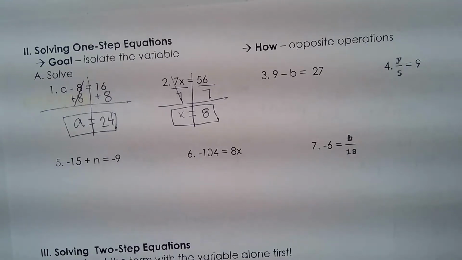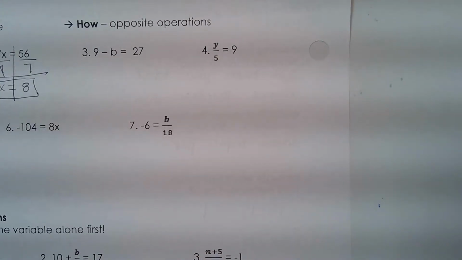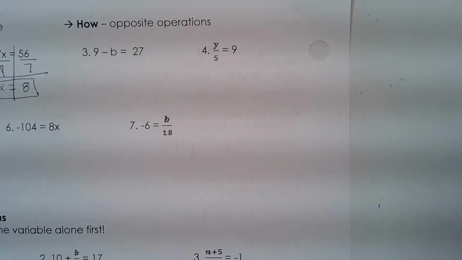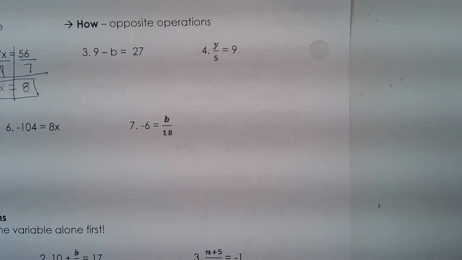We're going to skip number 3 for right now. I want you to go to number 4. We're saving number 3 for last. So number 4, we have y over 5. What operation is that right now? Division. So to undo that, what should we do? Multiply by what? 5. So helpful hint, anytime you've got a fraction, to get rid of the fraction, multiply by your denominator. That's the bottom number.